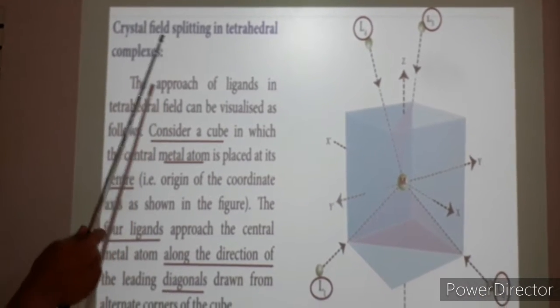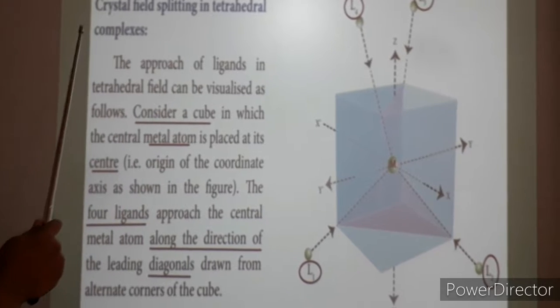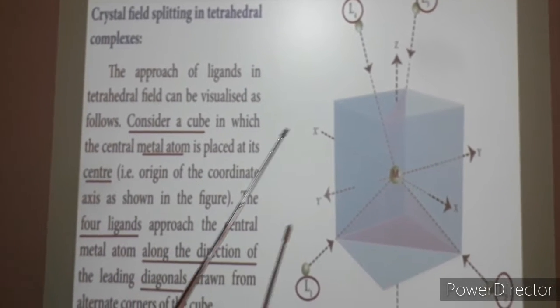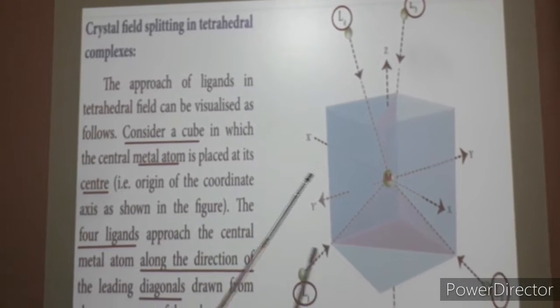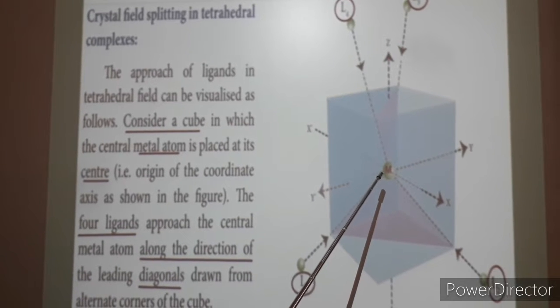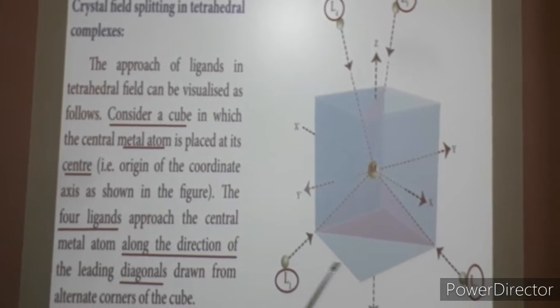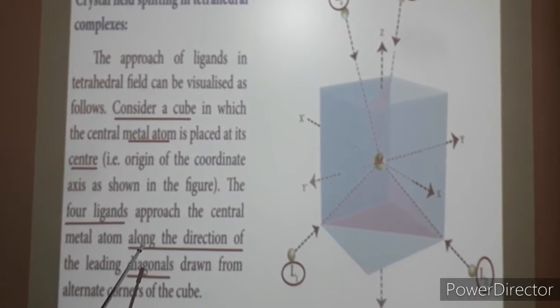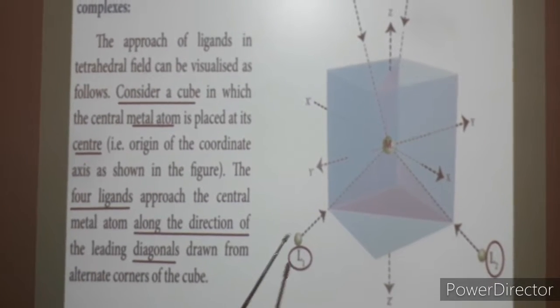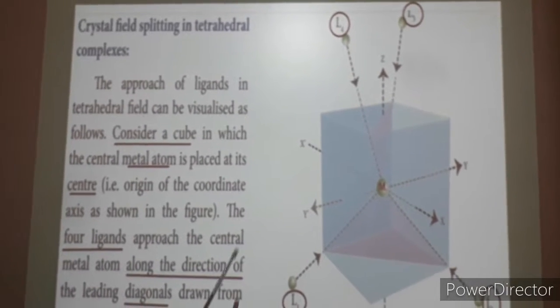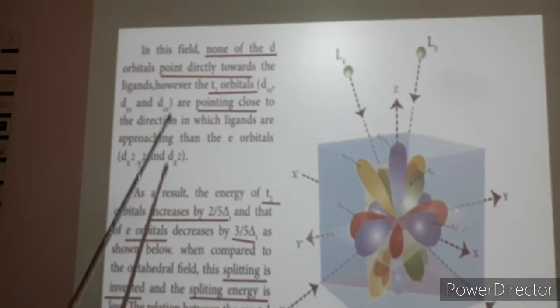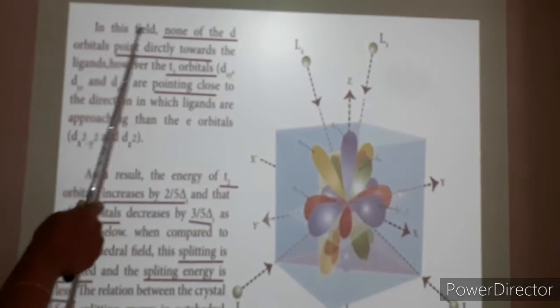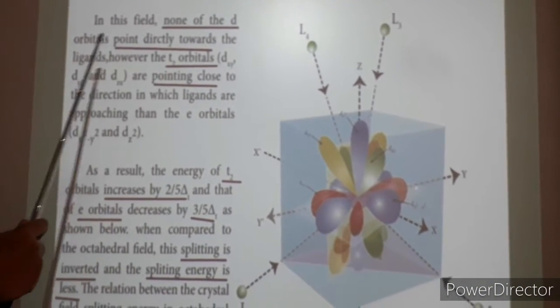Now we are going to learn the crystal field splitting in tetrahedral complexes. Here we have to consider a cube. In this cube, the metal atom is present in the center and 4 ligands are approaching the central atom along the direction of the diagonal. Here, the d orbitals point directly towards the ligands.